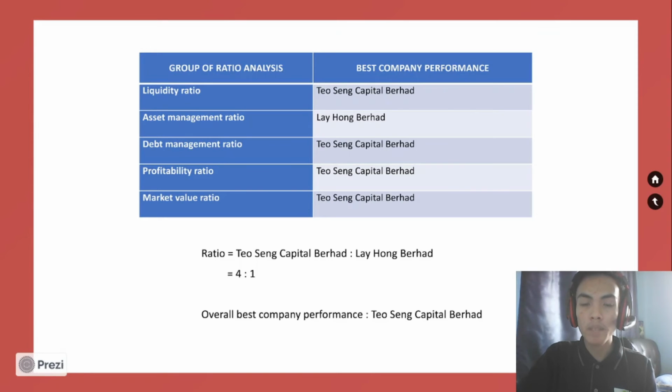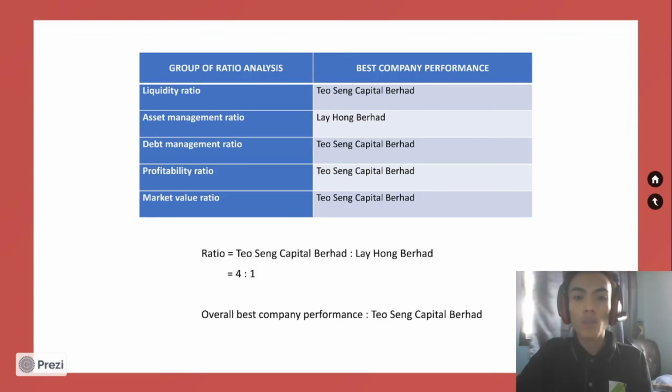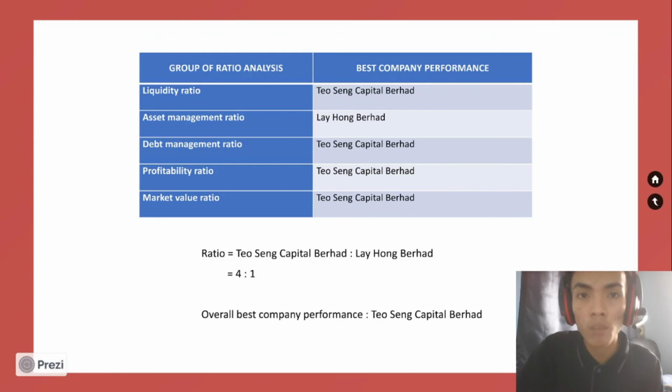After that, from debt management ratio, we can see how Teoseng Capital Berhad is being financed, which provides an indicator of the extent to which a firm can meet interest payments. Other than that, from profitability ratio, we discovered that the management of Teoseng Capital Berhad is generating adequate profits from the use of the firm's capital and assets, and this company managed to make a larger net profit than Lai Hong Berhad. Finally, from the market value ratio, we can say that Teoseng Capital Berhad gives more benefits and return to the shareholders of the company in terms of earning per share.